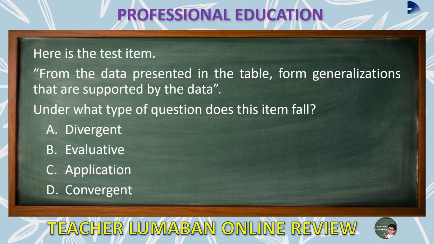5, 4, 3, 2, 1. The correct answer is letter B. Evaluative. Here is the test item. From the data presented in the table, form generalizations that are supported by the data. The type of question into which this item falls is evaluative.